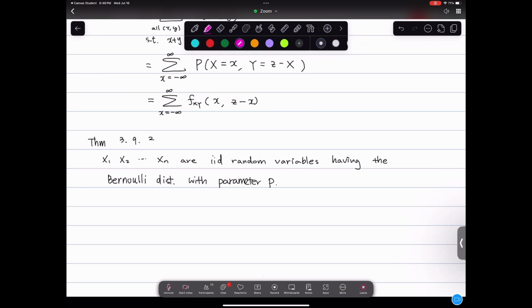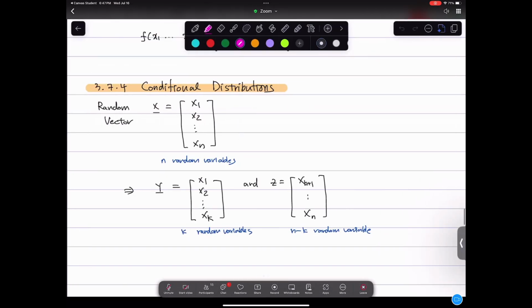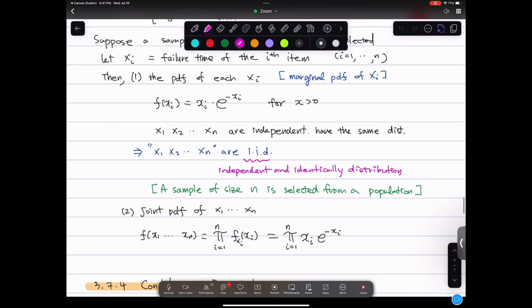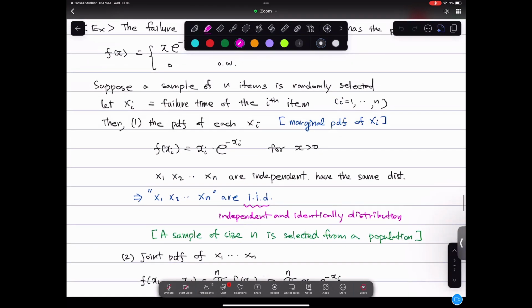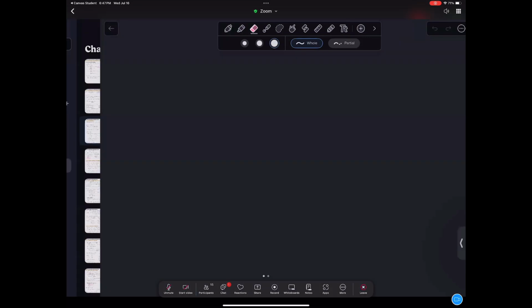So I introduced IID last time, independent and identically distributed. We may have a sample taken from a population, for example. So all of these random variables are independent. They have the exact same distribution. So that we call IID, independent and identically distributed. So that's where we are.